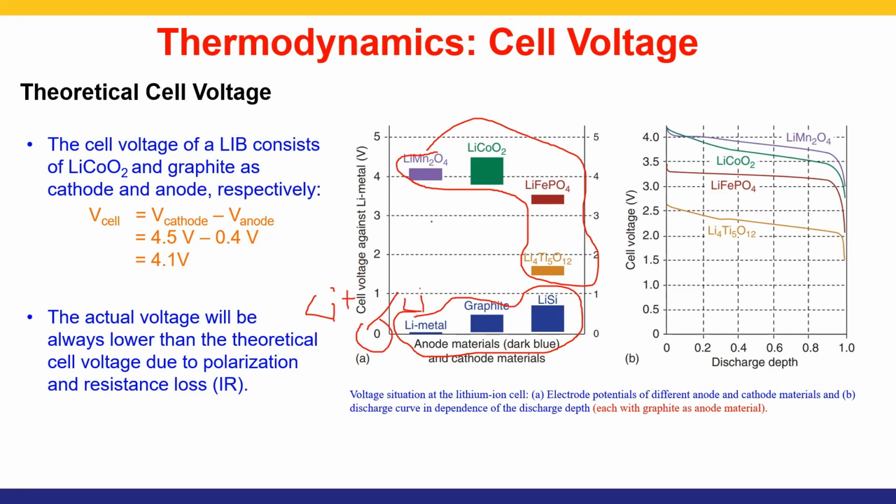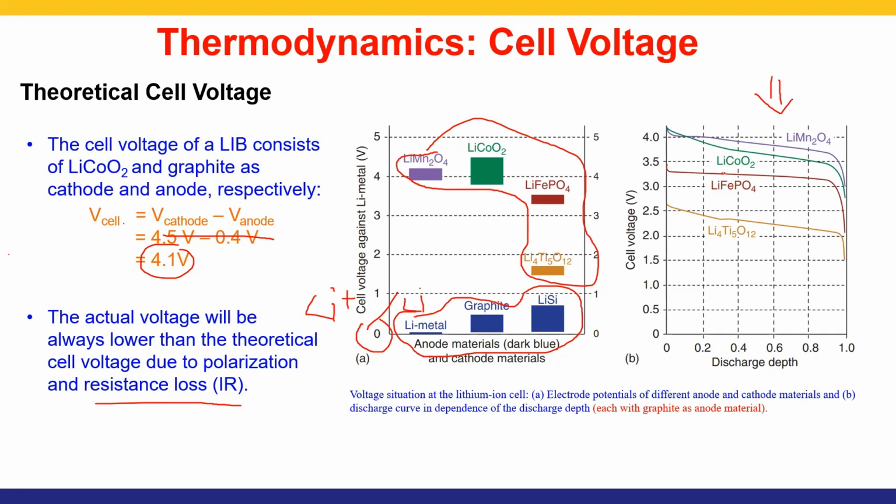As mentioned, the cell voltage of a lithium-ion battery basically is the potential difference between the cathode and anode, and this will give you 4.1 volts. And the actual voltage will typically be lower due to the IR loss. There is a cell voltage operating window in which you can safely operate the battery. You don't want the battery material to intercalate or deintercalate irreversibly, and often the stability of the electrolyte should be considered for a given cell voltage to avoid decomposition of the electrolyte.